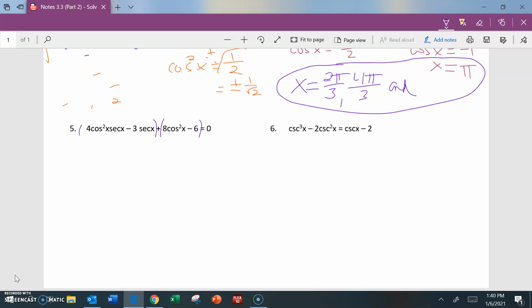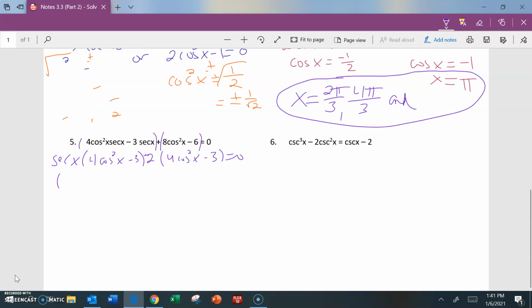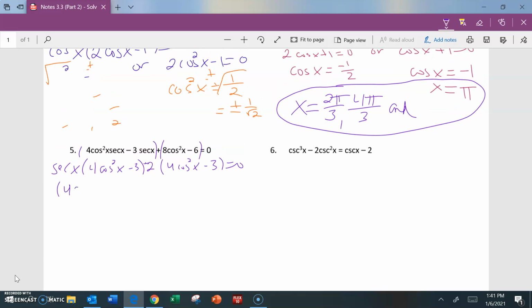So I'm going to factor out the GCF of these first two terms only, which is secant x, and that would be 4 cosine squared of x minus 3. And over here, I can factor out a positive 2, and I'm left with 4 cosine squared of x minus 3. So therefore, this factors into 4 cosine squared of x minus 3 times the quantity of the secant of x plus 2.